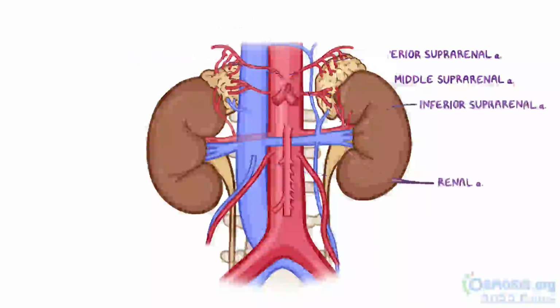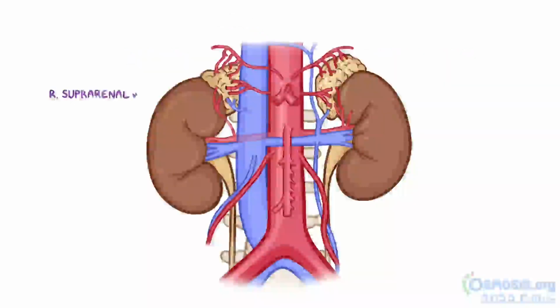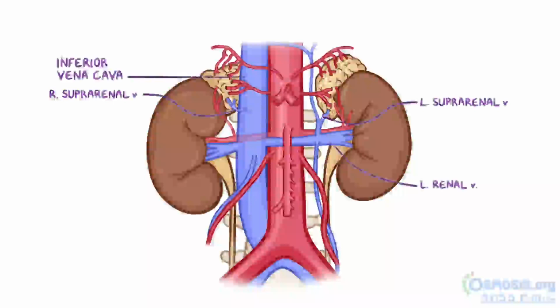Venous blood leaves the suprarenal glands through the right suprarenal vein and left suprarenal vein. The right suprarenal vein drains directly into the inferior vena cava, whereas the left suprarenal vein drains into the left renal vein, which is often joined by the left inferior phrenic vein.